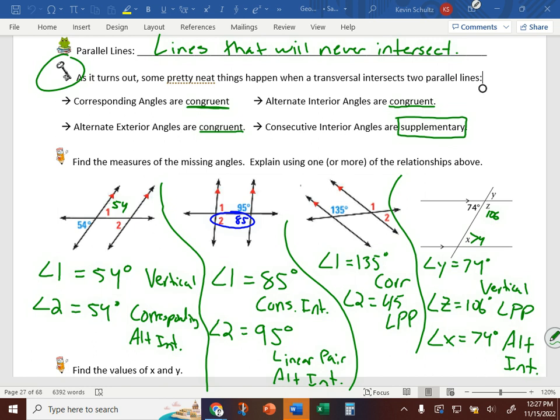Angle Y, we use vertical angles. Or it's also a linear pair with angle Z. Okay? Or it also corresponds with angle X. That's another way to get there.